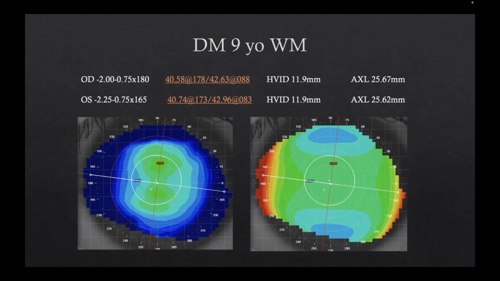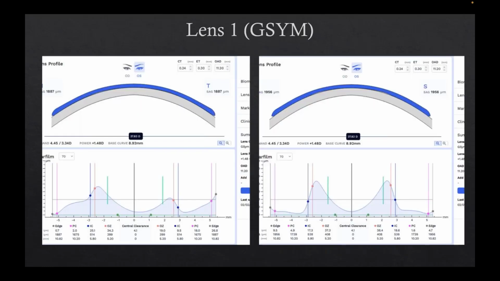Flat cornea and big axial length means watch out. This kid's going to progress fast. He's already a -2 by 9 with K's under 41 and an axial length approaching 26. This kid's in for a big ride. So it was important to get this right. You can see from an elevation standpoint that it's a pretty symmetrical cornea. So I'm already thinking this is a GSIM lens.